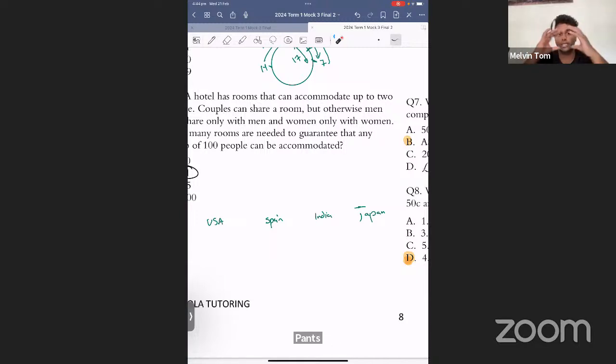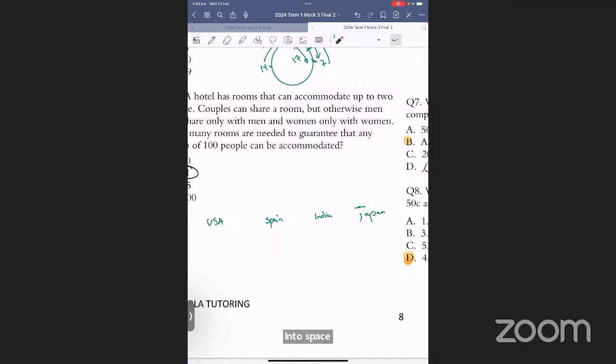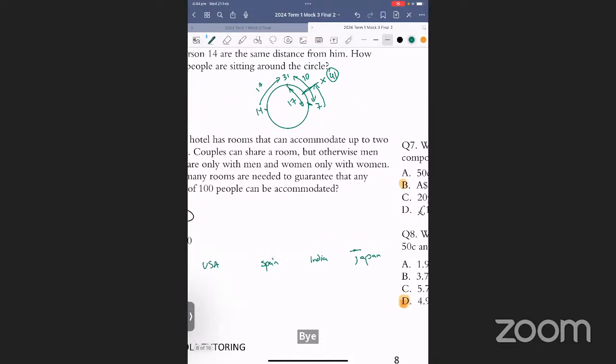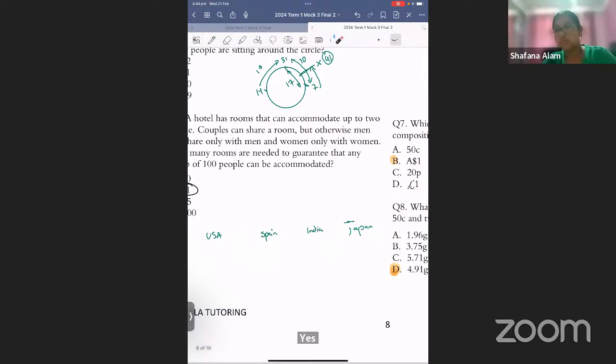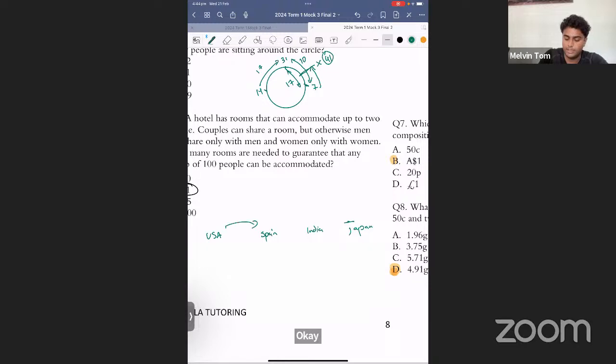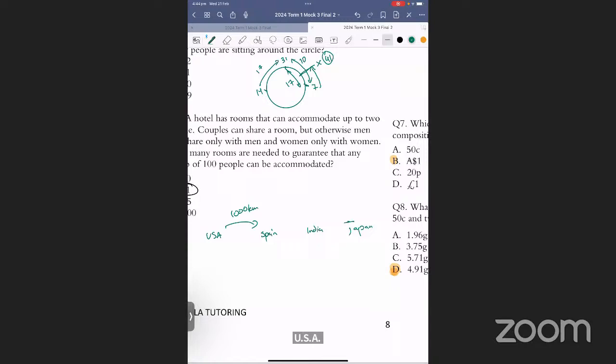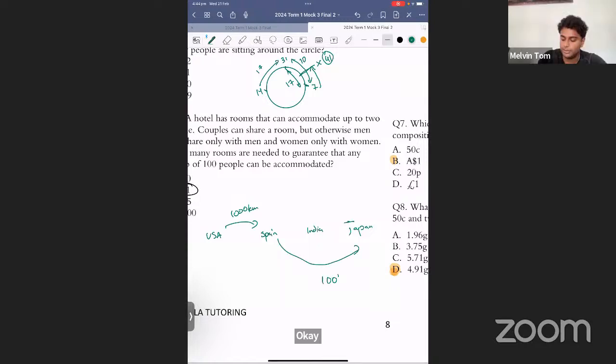Think about a globe. Think about something round. When something is round and these are the opposite ends, they're actually closer to one another because they're right next to each other on a circle. So the question says the distance from USA to Spain is 1,000. By the way, this is not real numbers, 1,000 kilometers, okay? And then Spain to Japan is also 1,000 kilometers.